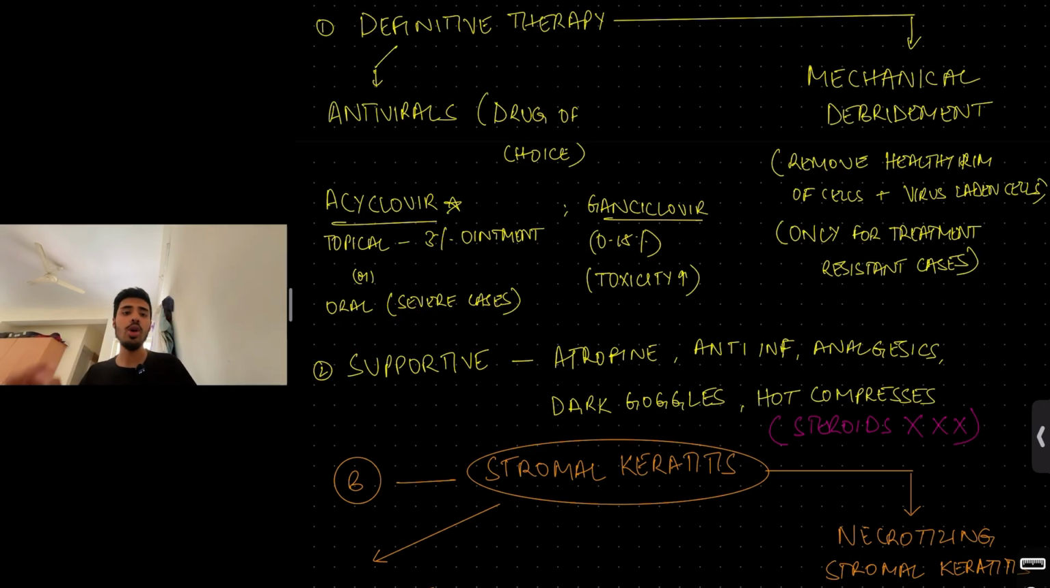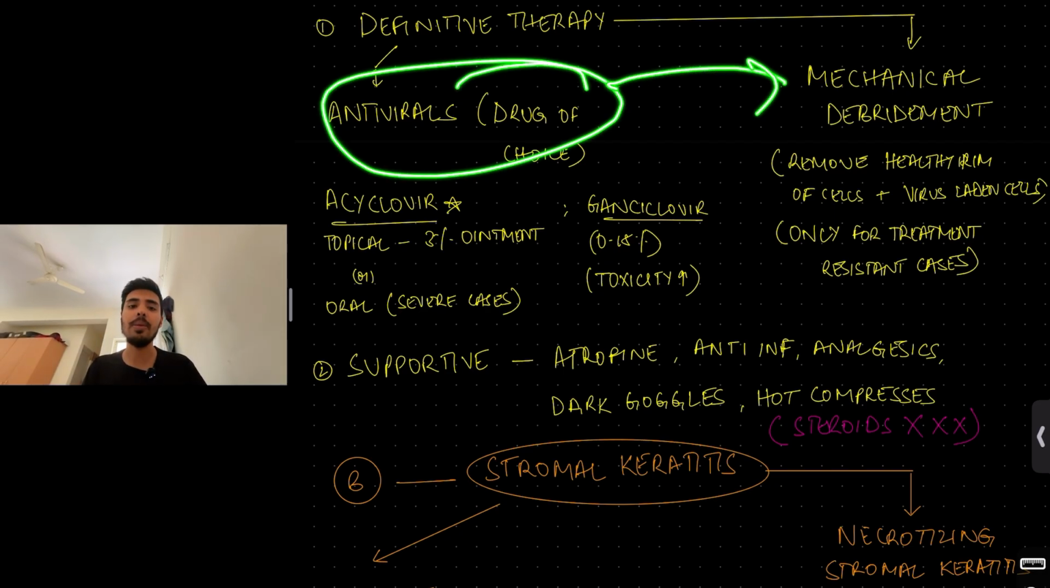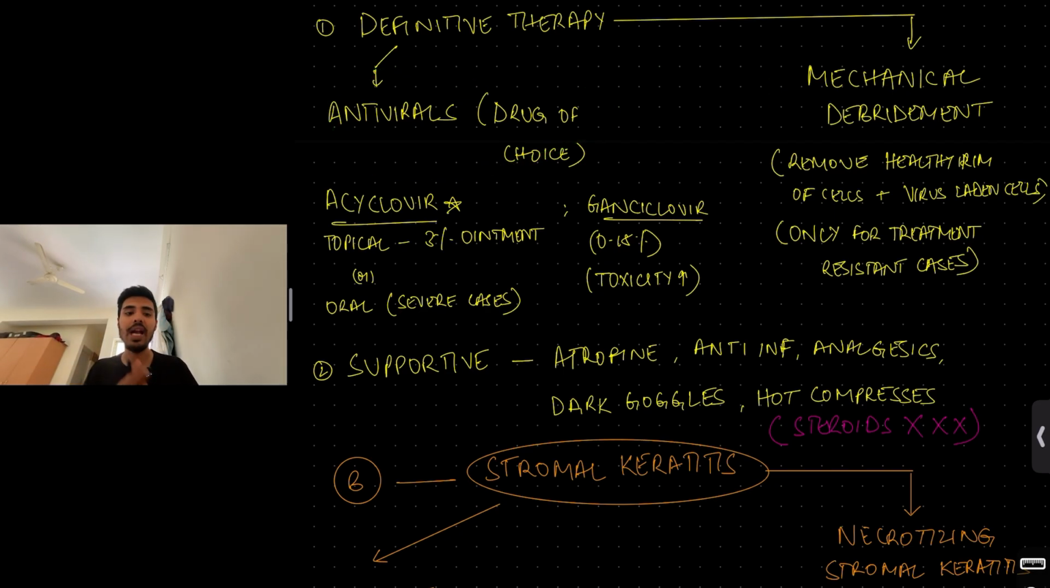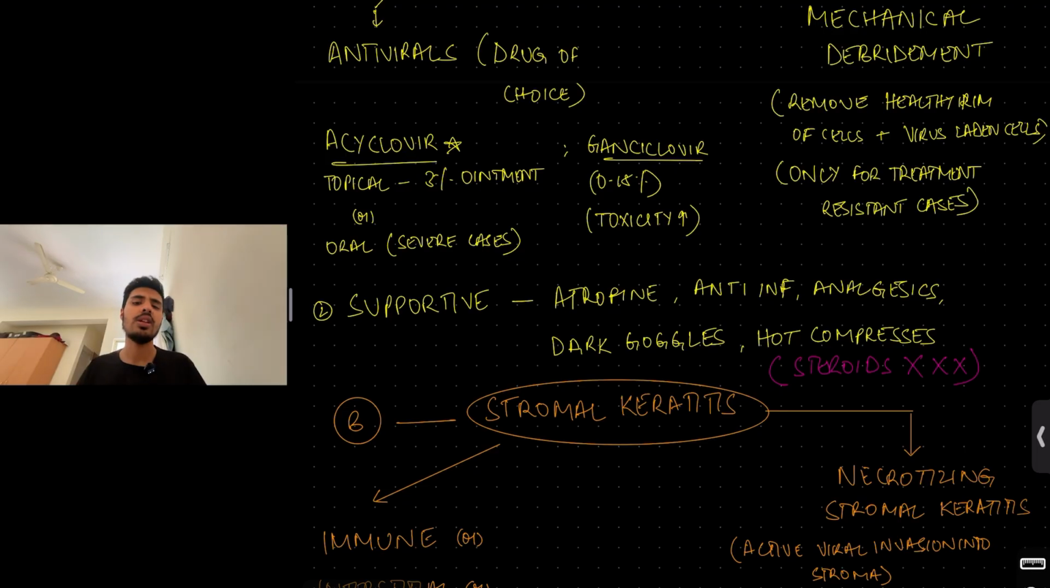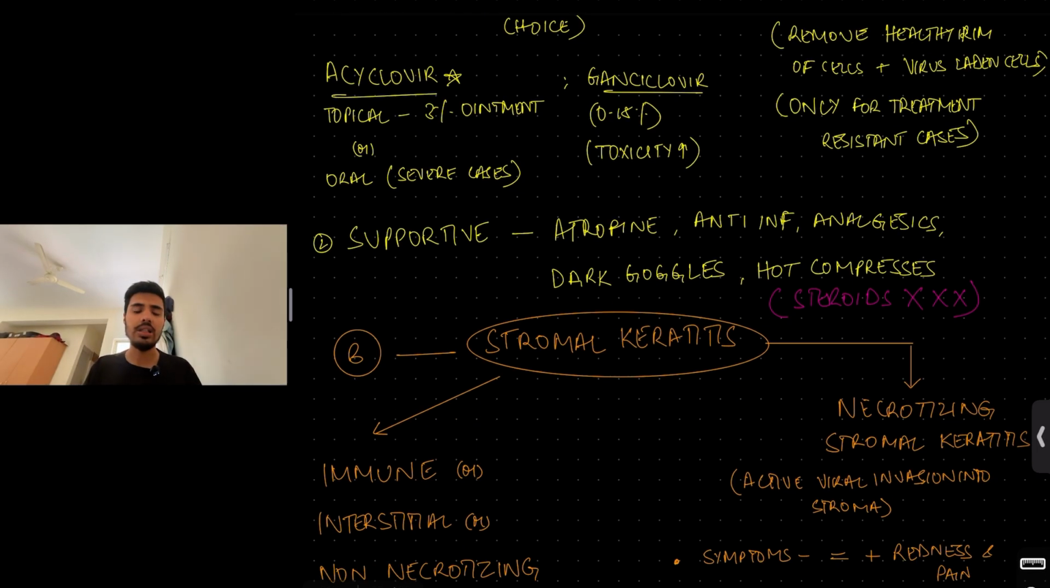If it is resistant to antiviral therapy, then we go for mechanical debridement. When we do mechanical debridement, along with the virus-laden cells, we also remove a healthy rim of cells. This will promote healing. This is about definitive therapy. For supportive therapy, just like any other case of keratitis, you will give atropine, anti-inflammatory analgesics, and dark goggles.